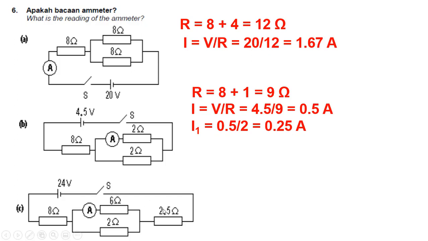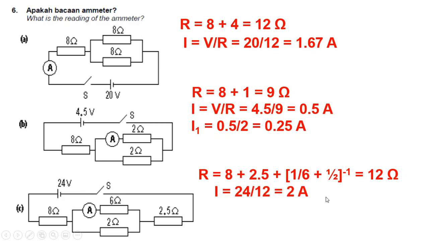Now question 3. Wow, it looks quite challenging because here we have different resistors, 6 ohm and 2 ohm. Again, we do like the second question. Find big I first. So 8, 6 and 2. We have to calculate here. I get 12 ohm. You can try. So I equals 24 divided by 12 equals 2 ampere. So the current flow is 2 ampere.